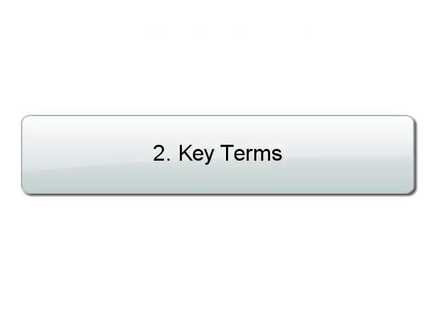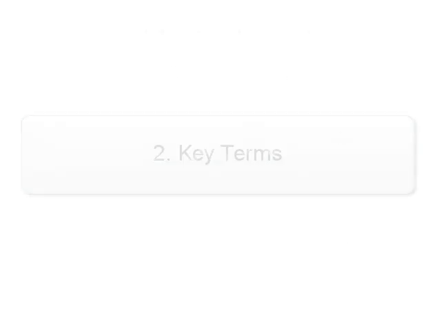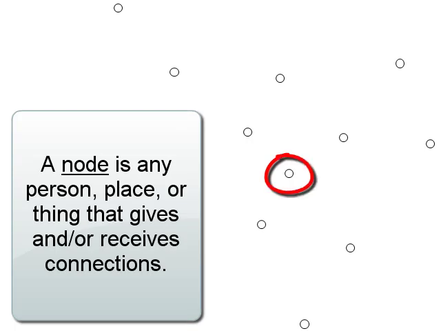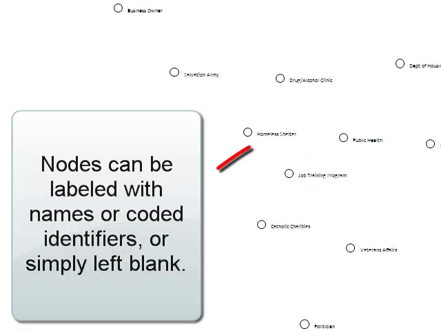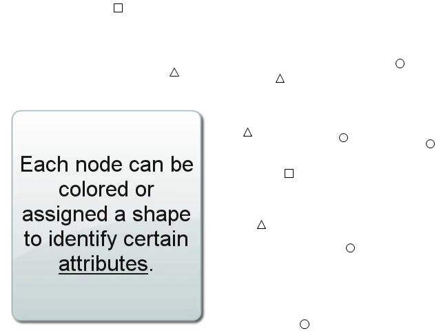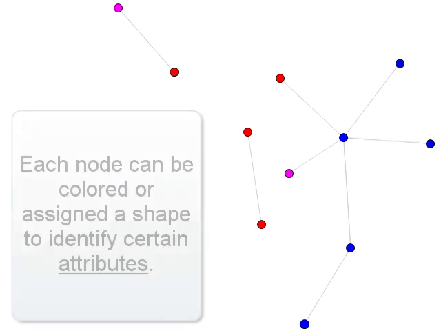Now we will go over some key terms. First of all, a node is any person, place, or thing that either gives or receives connections. Nodes can be labeled to show who or what each node represents, can be coded to prevent identification, or can be left blank. In addition, each node can be colored or assigned a shape to identify certain characteristics or attributes of each node in the network.